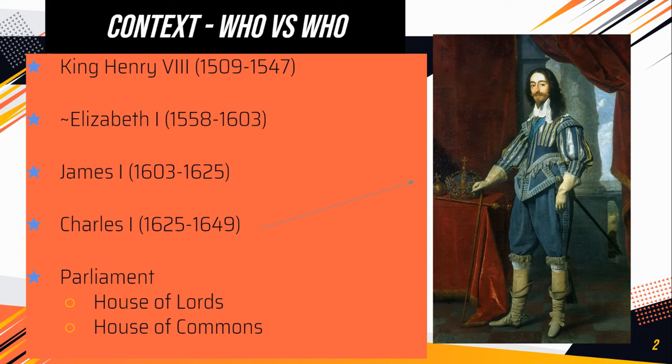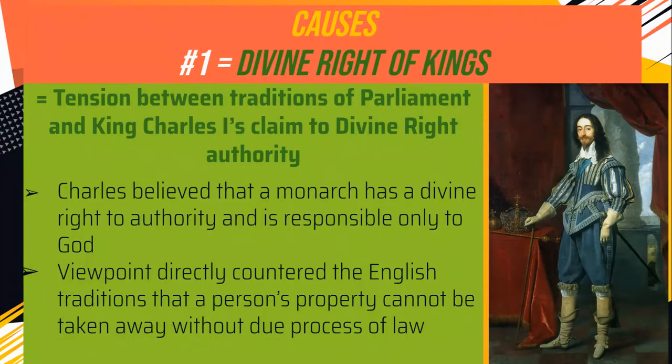And the English Parliament is broken up into two houses: the House of the Lords, which are the super rich nobles, and the House of the Commons, which are the middle class gentry. And gentry is a word we're going to use today to describe the rising middle class in England. So that's a little bit of context about these people. We're going to go over three main causes of this war.